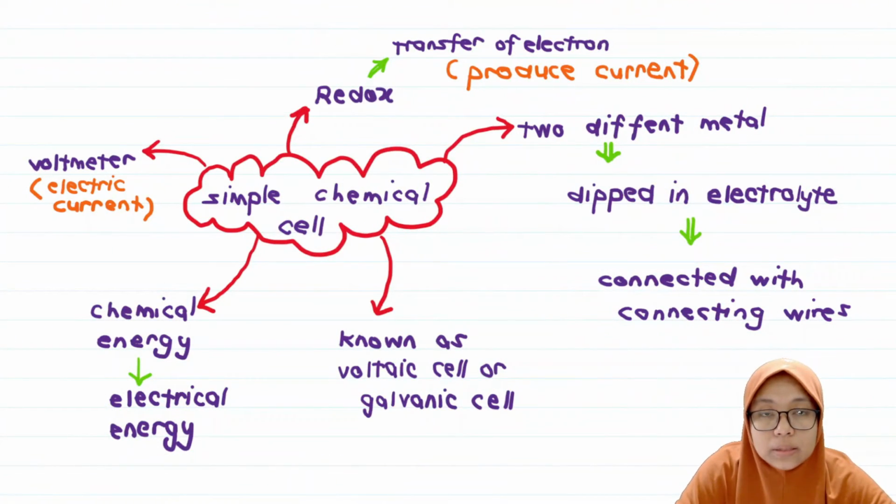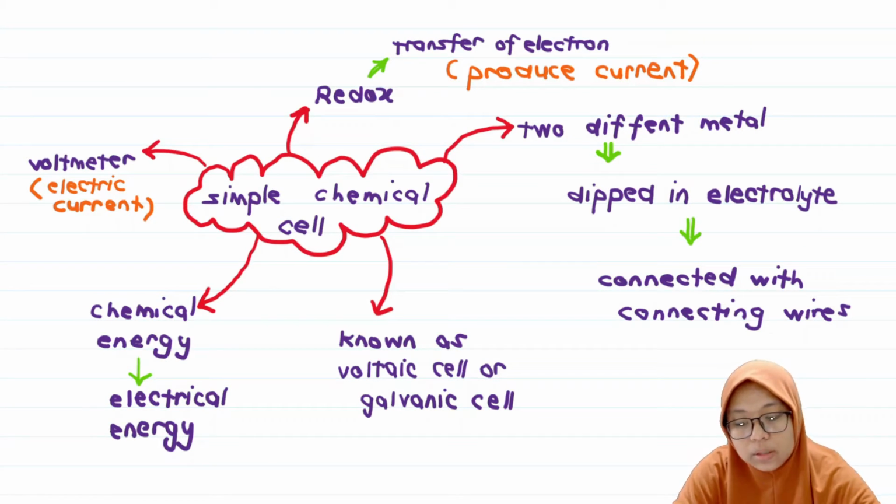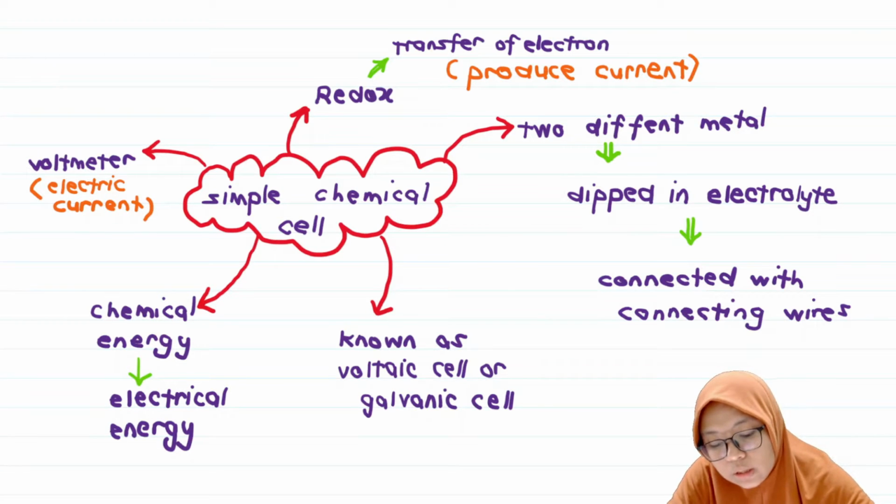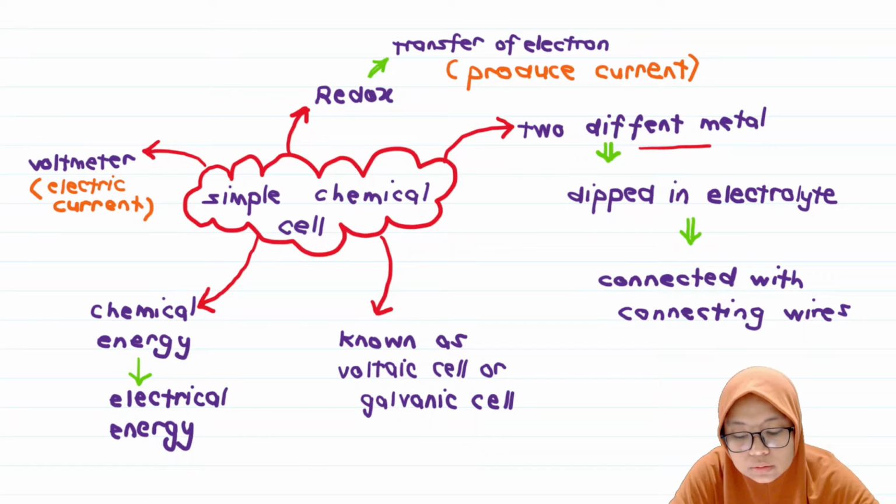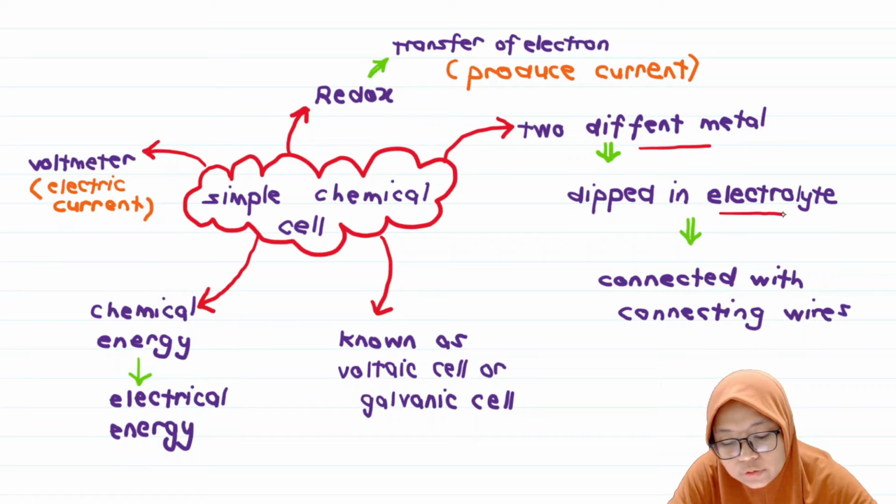Before we start on the experiment setup of apparatus, let's look at the concept for simple chemical cell. A simple chemical cell consists of two different metals that dip in electrolyte and are connected with connecting wires. So there are three characteristics of a simple chemical cell. They must use two different metals, so you can use any metal inside the periodic table. And then you must use an electrolyte.